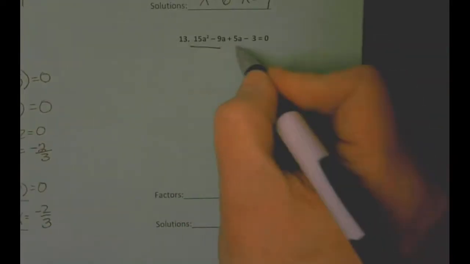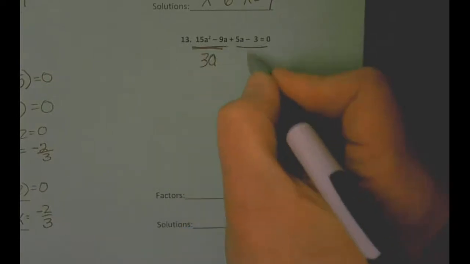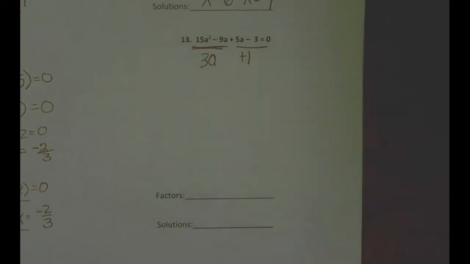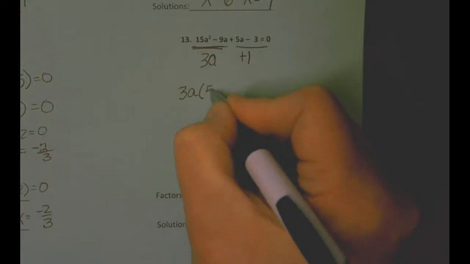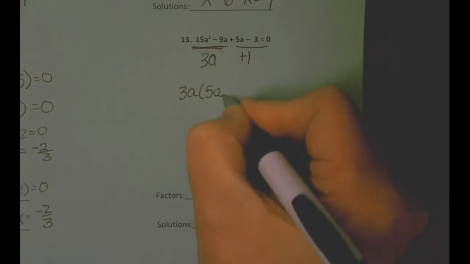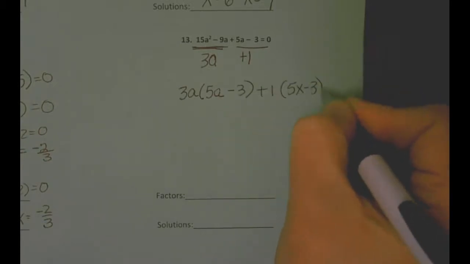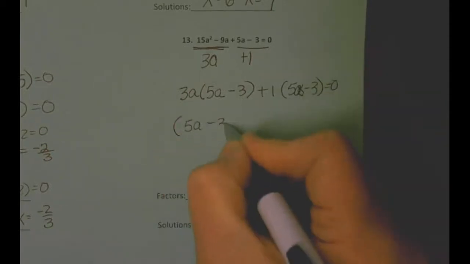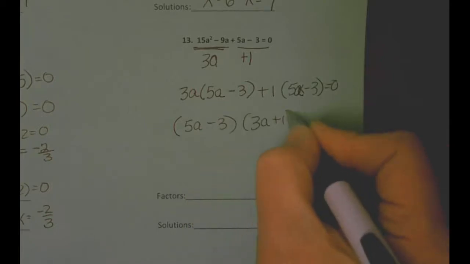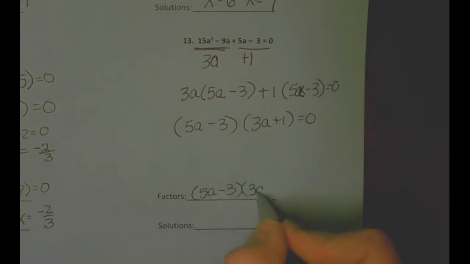Four terms makes 2 groups of 2. Let's see, it looks like 3a will factor out of that, and the only thing that will factor out of those is a positive 1. So, factor out the 3a, and you get 5a minus 3. I see a common factor of 5a minus 3, 3a plus 1. That is your factors. It is not solved.